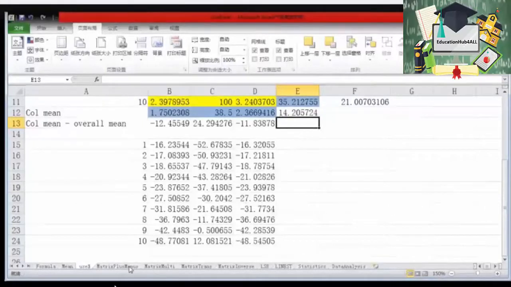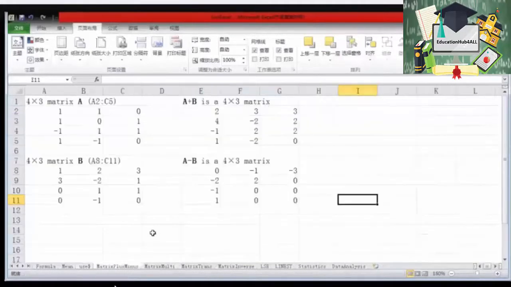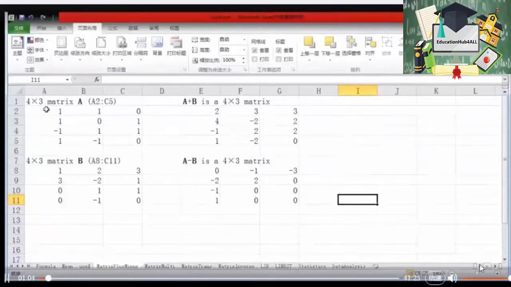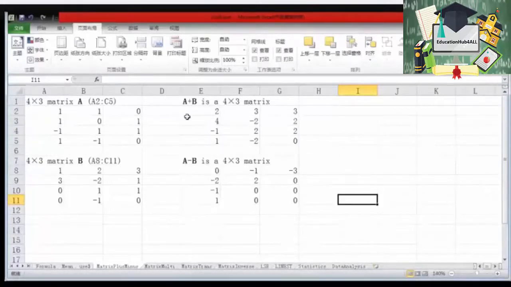Okay, so that's the dollar sign we'll frequently use when we talk about data analysis. And there are some matrix operations. With matrices, you can do addition, you can do subtraction, you can also do multiplication. Basically, you can do division once you have the inverse. Of course, when we do the addition, the two matrices should have the same size.